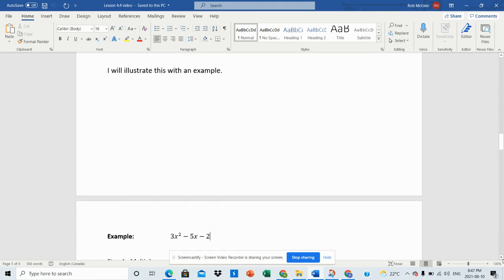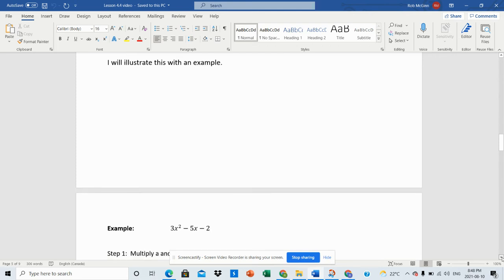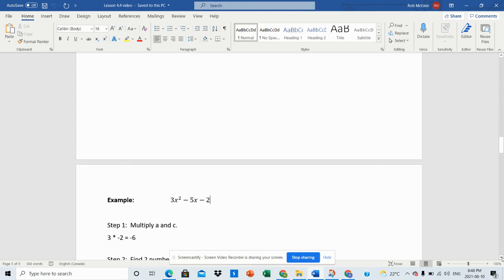Our example here is 3x squared minus 5x minus 2. It's in ax squared plus bx plus c format. So 3 is our a, minus 5 is b, and minus 2 is our c. Our first step is to multiply a times c. So 3 times negative 2 gives us negative 6. Now I want to find two numbers that multiply to negative 6 but add to negative 5.